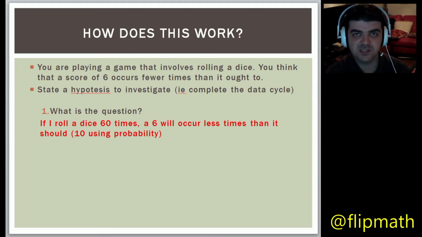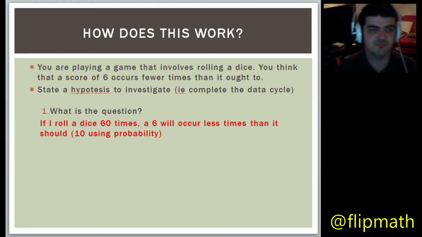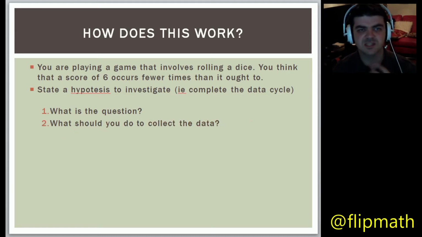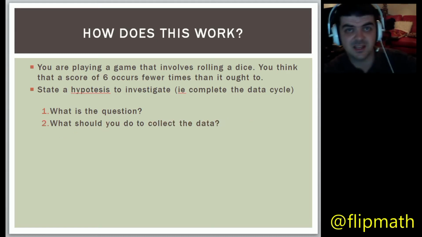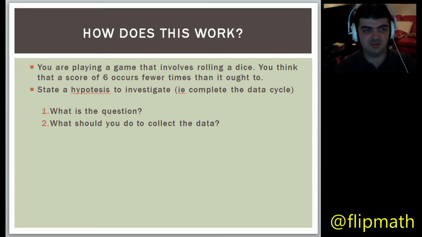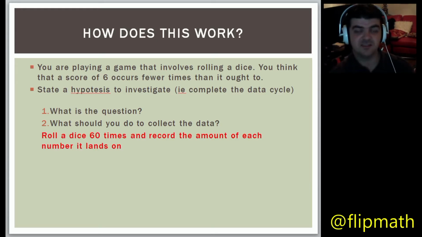I've stated the question in such a way that anybody could administer this test. I could probably say if I roll the dice fairly, might be the only other way I could do it, but I'm assuming people are just rolling the dice in a random manner. I've defined 60 times, and I've defined the parameters by which I want to measure it. So that's the question. Once I've a question done, the next stage is to decide how I would like to collect the data. And in this case, I'm going to roll a dice 60 times, like I stated in the question, and record the amount of each number that it lands on.